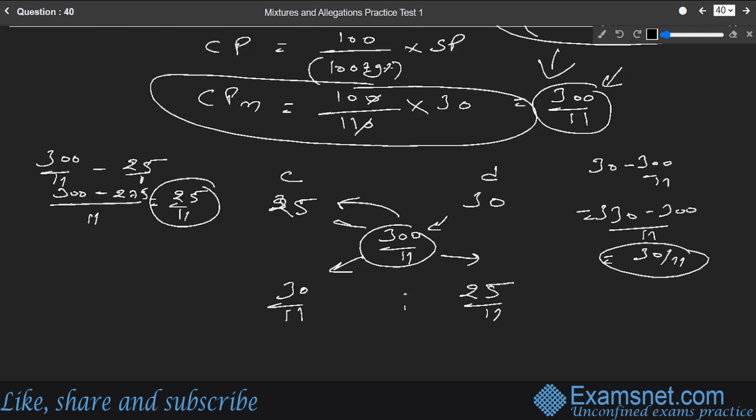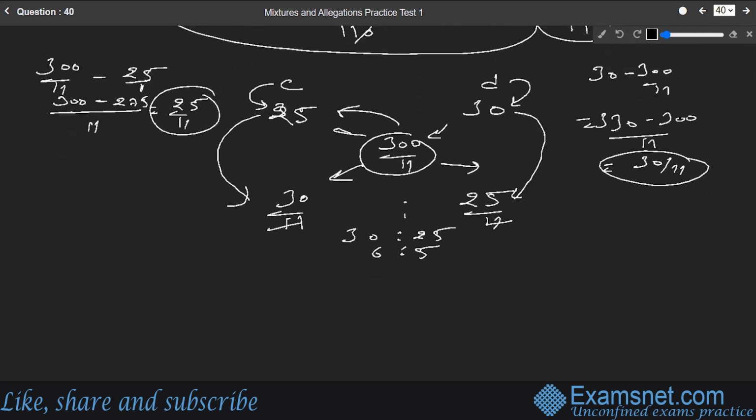So this is the required ratio in which tea worth 25 rupees per kg should be mixed as a 30 by 11 part, and tea worth 30 rupees per kg should be mixed as a 25 by 11 part. Let us reduce this ratio and make it simpler. 11 and 11 get cancelled. So this is 30 is to 25, which is nothing but 6 is to 5. So the ratio of the cheaper tea and the dearer tea should be maintained as 6 is to 5 to give the cost price as 300 by 11.